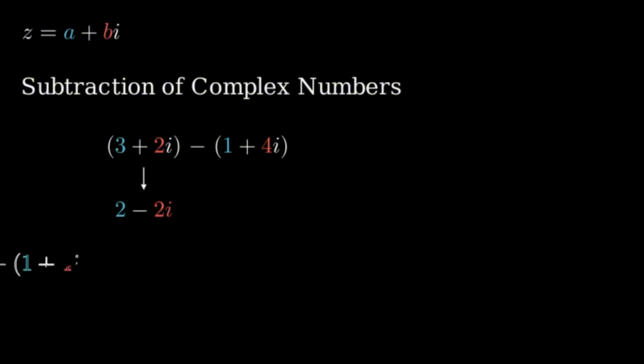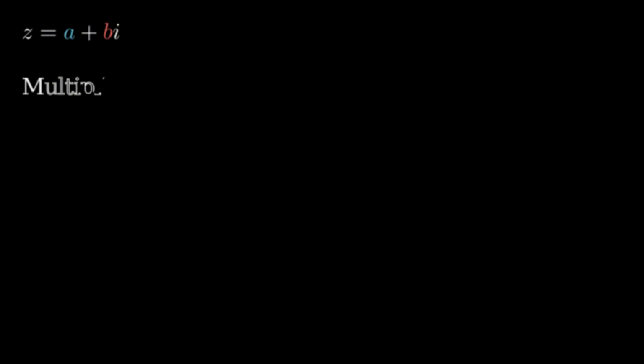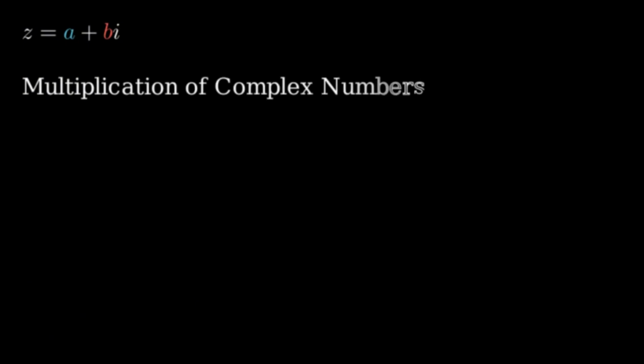For the real parts, we calculate 3 minus 1, which equals 2. For the imaginary parts, we have 2i minus 4i, which equals -2i. Our result is 2 minus 2i.